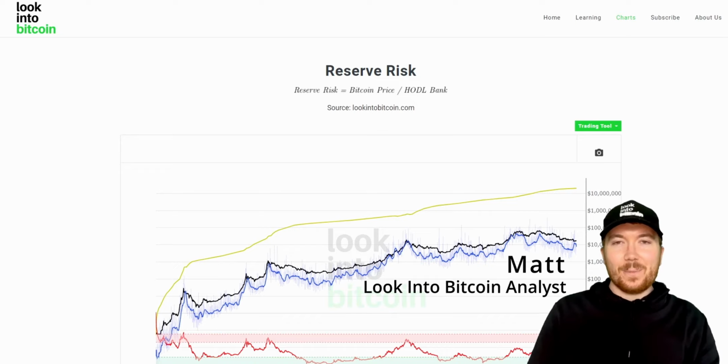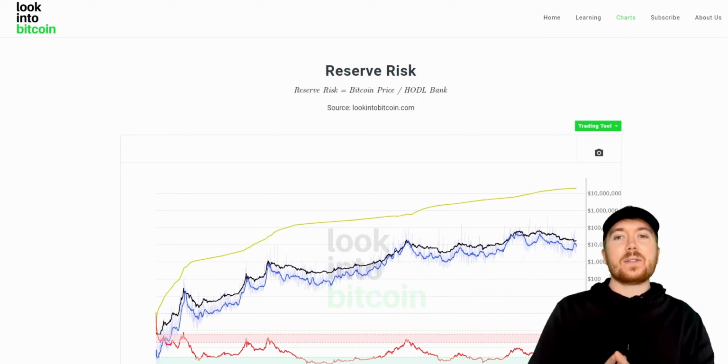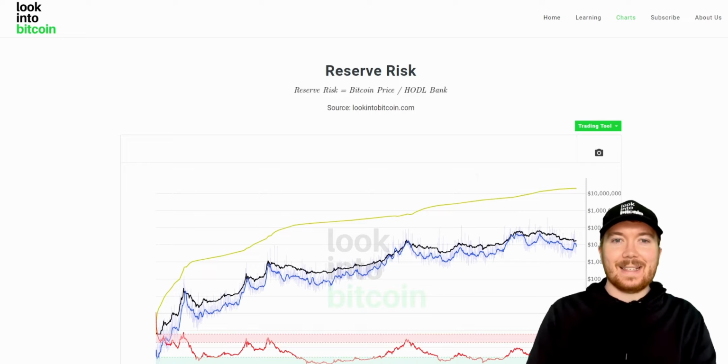Hi everyone, I'm Matt from Looking to Bitcoin, and today we're going to be covering the reserve risk chart and how we can use this tool to help improve your Bitcoin investing and analysis.